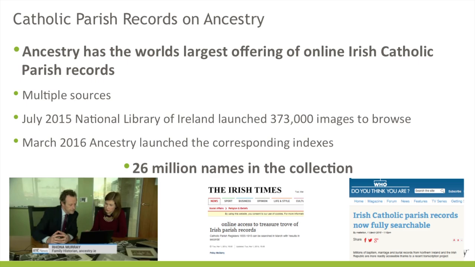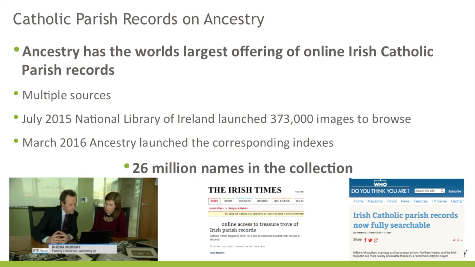In July 2015, the National Library of Ireland did an absolute Trojan amount of work launching the images, 373,000 images of Catholic parish records. They were available to browse. That was the capacity at which they could run that project, and they did a very good job. At that point, Ancestry were poised to take on the mammoth task of creating an index to those images, so that you can have your Google-type search, going in and searching your own family surname and your parish location and being able to find details on that.